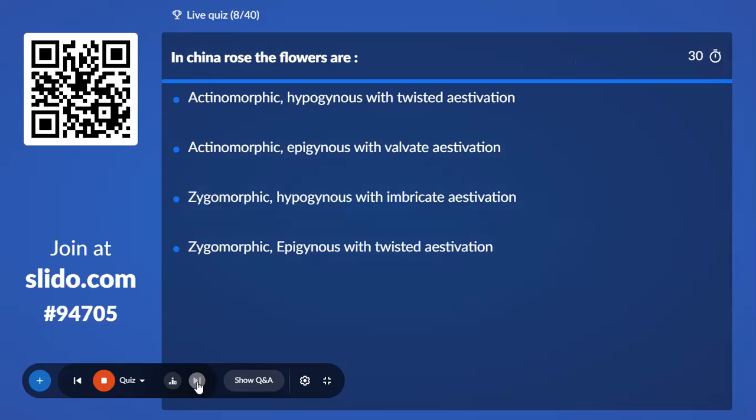Again, the question from the morphology chapter. In China rose, the flowers are, option A, actinomorphic hypogynous with twisted estivation. Option B, actinomorphic epigynous with valvate estivation. Option C, zygomorphic hypogynous with imbricate estivation. Option D, zygomorphic epigynous with twisted estivation. We have the majority vote on the screen.